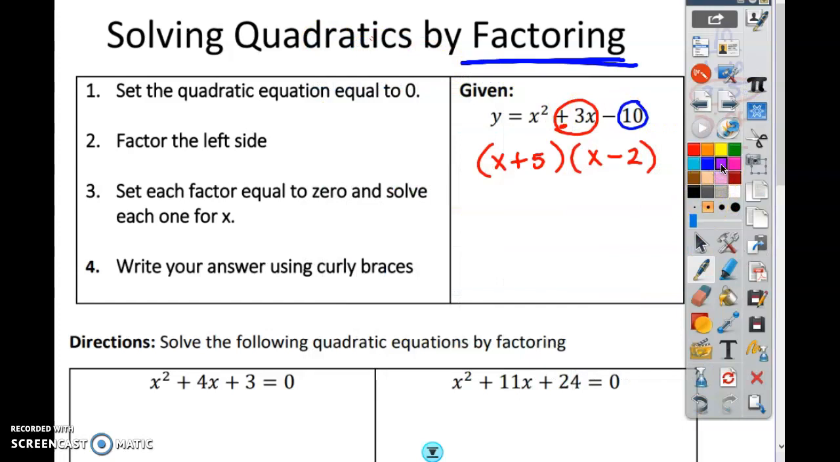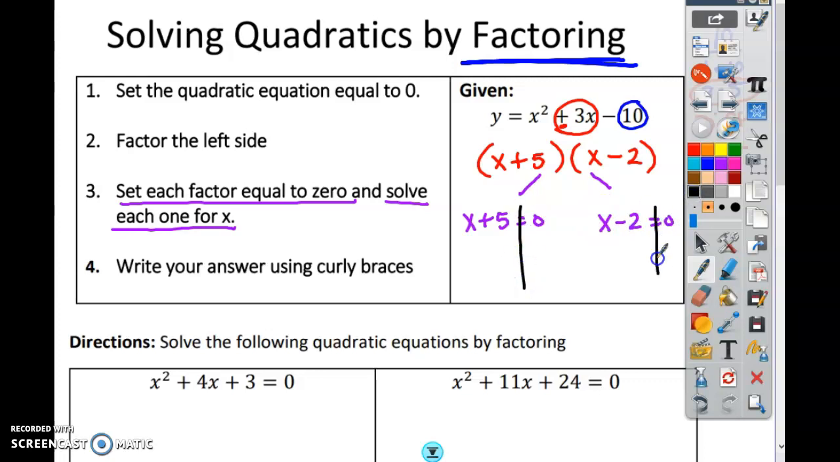Then it tells me right here to set each factor equal to 0 and solve for the x's. So this is what we did yesterday, right? We're going to set them equal to 0 and solve. So this is x plus 5 equals 0, and this one's x minus 2 equals 0. And I'm going to solve.